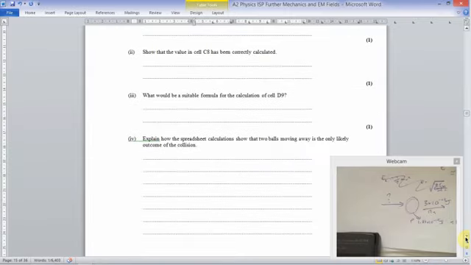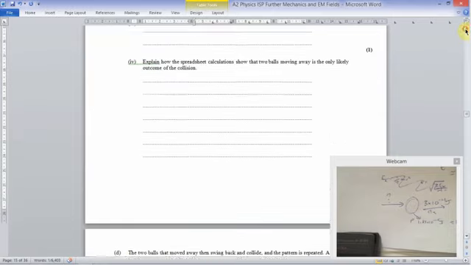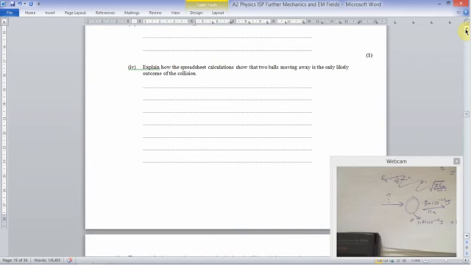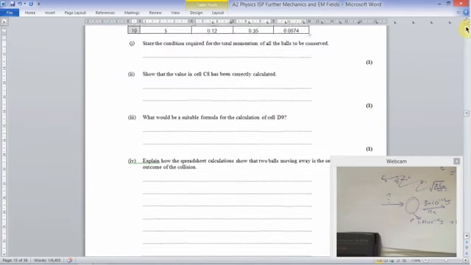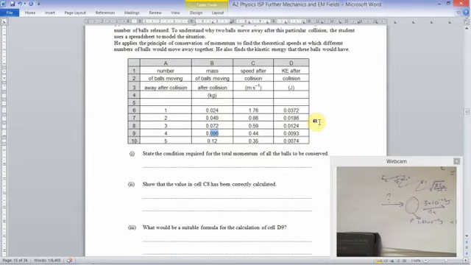Explain how the spreadsheet calculations show that 2 balls moving away is the only likely outcome of the collision. How many marks are after this question? 3 marks, so after quite a detailed description of what's going on, let's have a look at this data. If we look at the amount of kinetic energy that's actually released, you need a lot of kinetic energy for one ball. So it can't be one ball because that's too much kinetic energy.